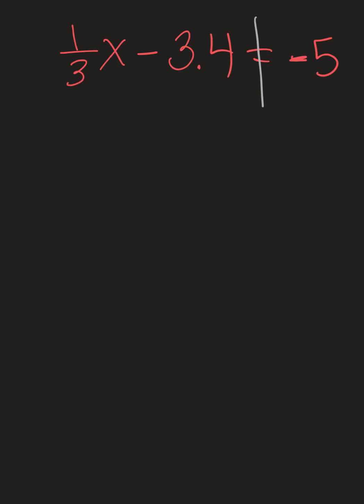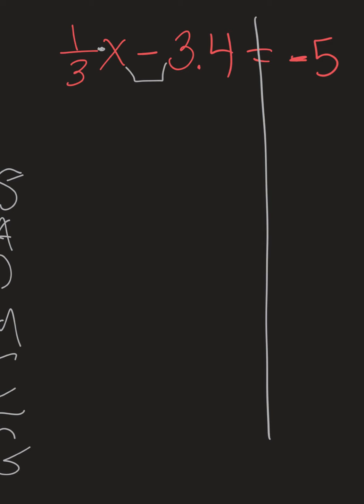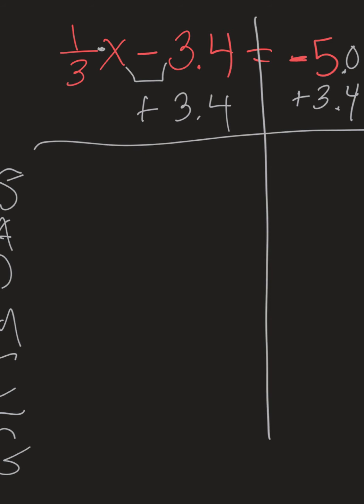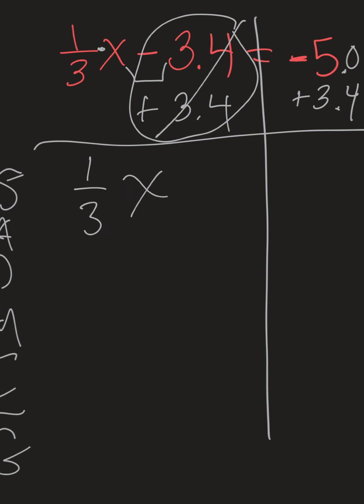So I'm going to start off by again drawing my wall. And I have subtraction and I have multiplication here. So SADMAG tells me I am going to remove the subtraction first by adding. I'm going to add 3 4/10 to both sides, but since it's a decimal being added to an integer, I'm going to make sure I line up my decimals. Okay. Now -3 4/10 plus 3 4/10 is going to cancel out, which we want it to, right? Because our goal is to get this x by itself. So I'm going to first get 1/3 x by itself.